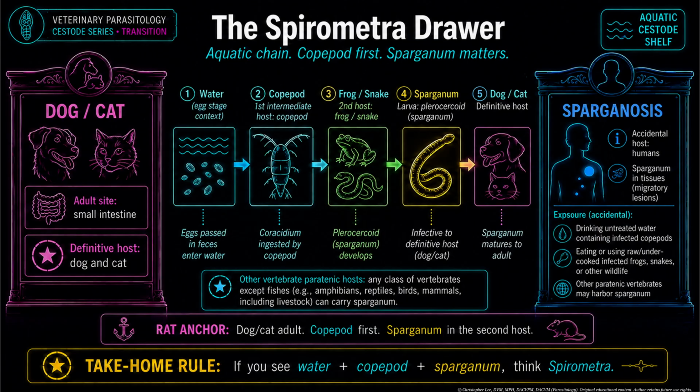Drinking water containing infected copepods can introduce the earlier larval stage, while eating raw or undercooked infected tissues can introduce spargana. Migrating spargana in human tissues causes sparganosis. And remember, the adult tapeworm in the dog or cat is not a zoonotic threat. The aquatic life cycle still has to happen.